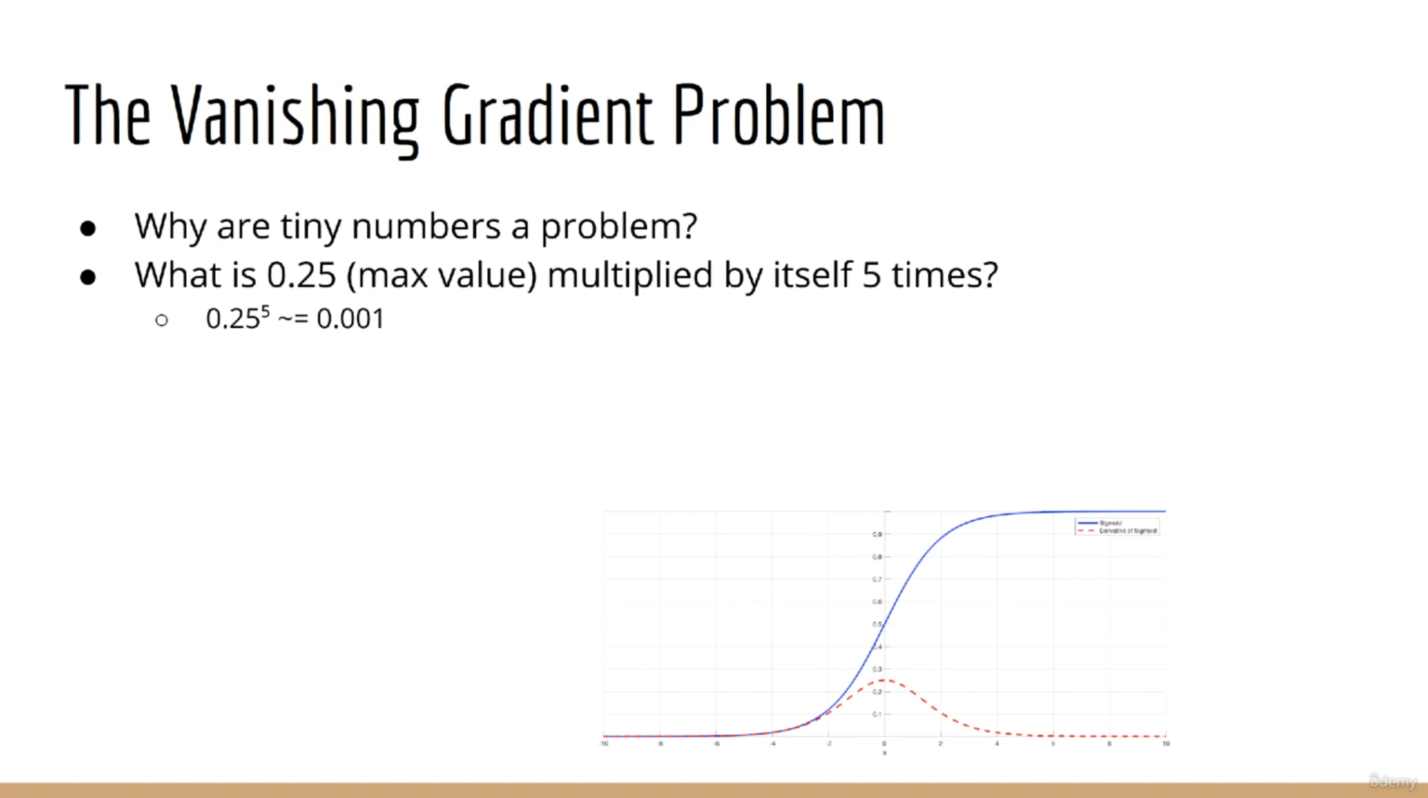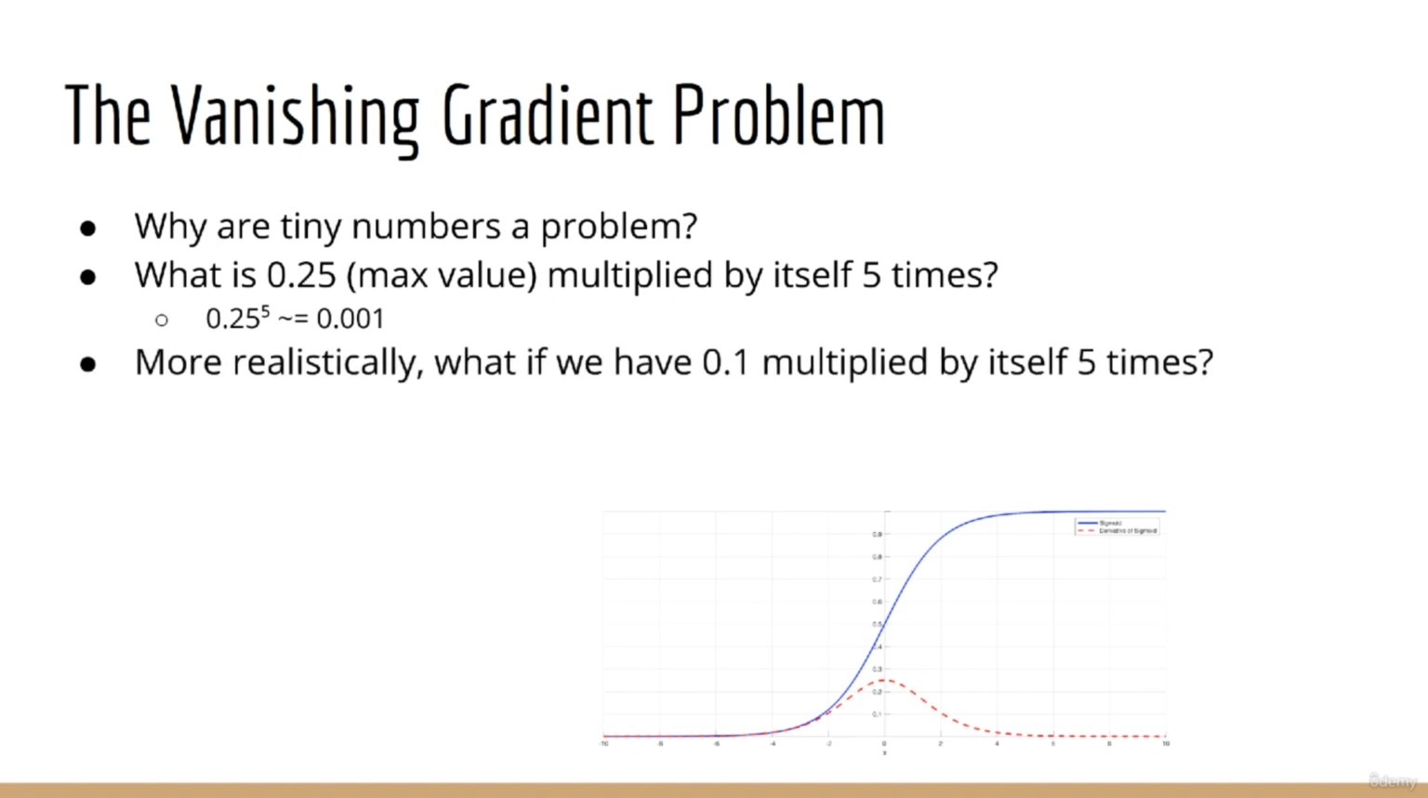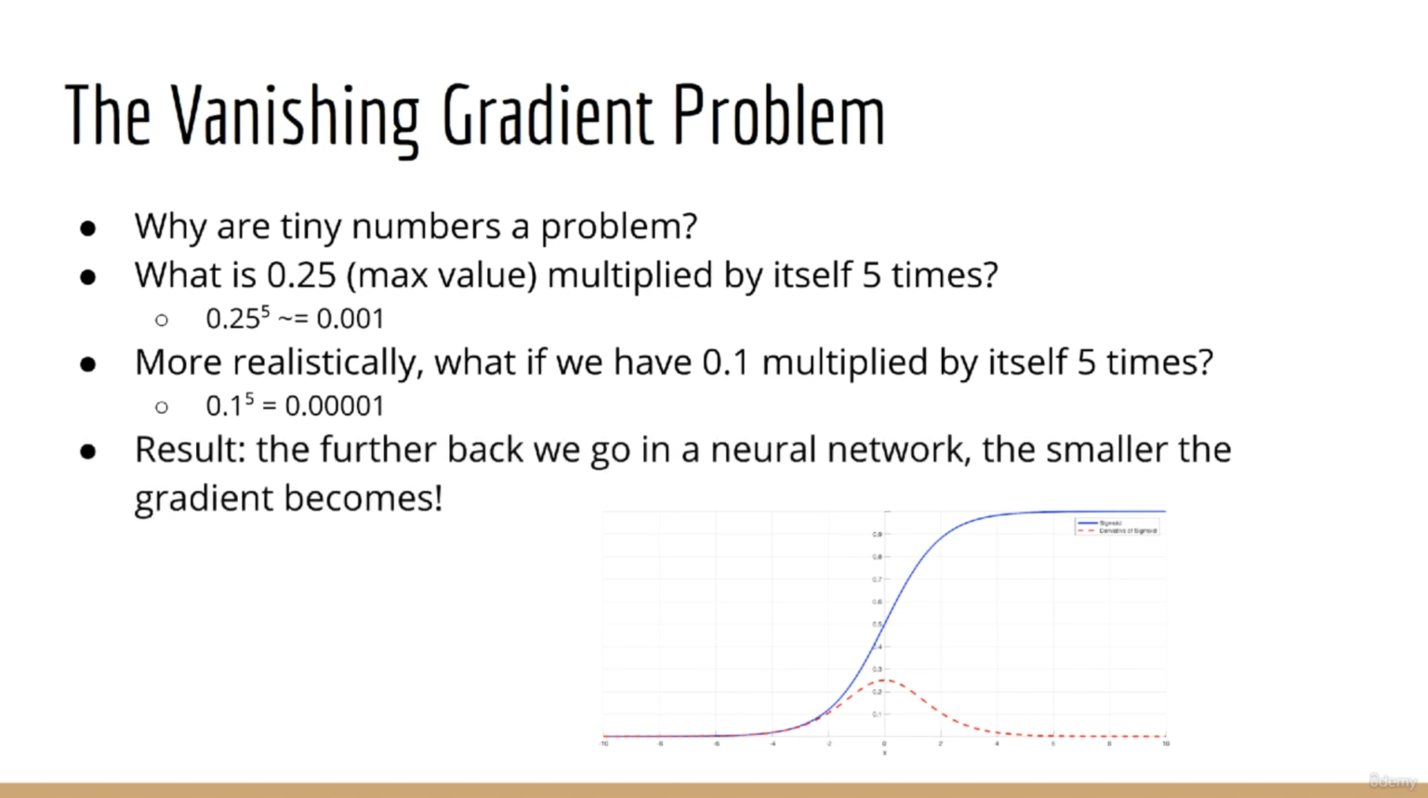What happens if, more realistically, you have a value like 0.1 multiplied by itself 5 times? That's 0.1 to the power 5, which is 0.00001. In other words, this leads to the result that the further you go back in the neural network, the smaller the gradient becomes. We call this the vanishing gradient problem.